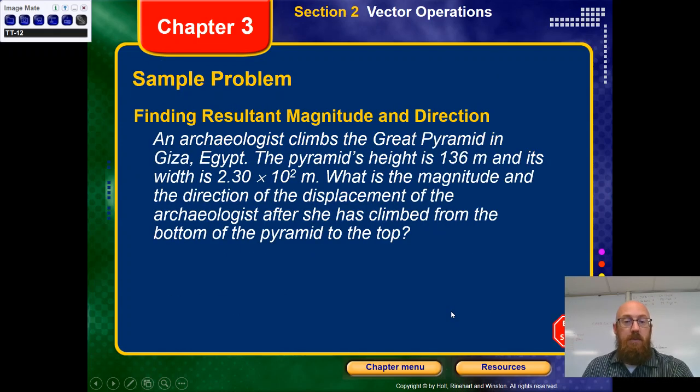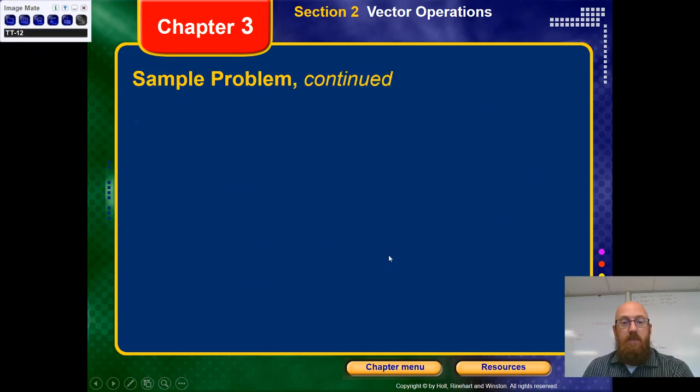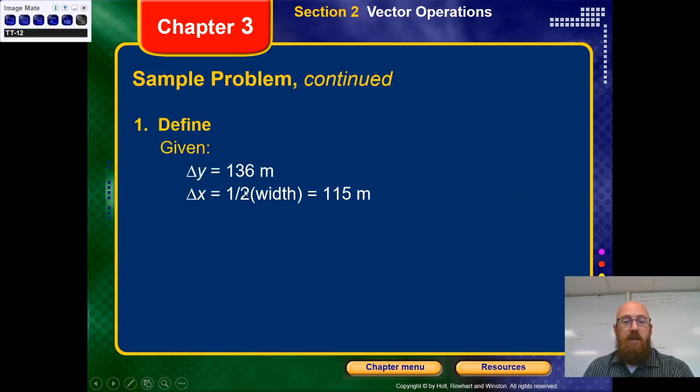So, here's our problem. Pyramid is 130 meters tall. Width is 2.3 times 10 to the second, otherwise known as 230 meters. What is the magnitude and direction of displacement? Important information. You have a y, you have x. So now you can figure out the goal.